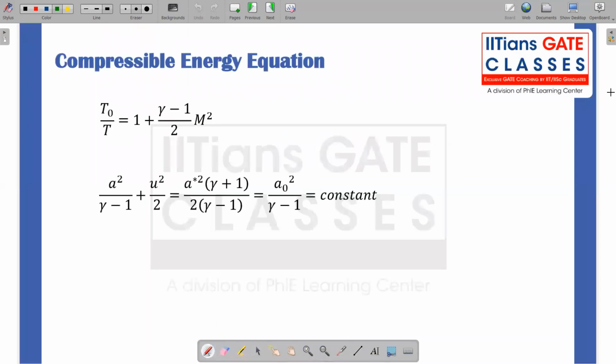Okay. So we already saw in the previous sessions that the compressible flow energy equation can be written in different ways. This is one of the forms we arrived at, where we can relate the total temperature to the static temperature as a function of Mach number for calorically perfect gases, right?